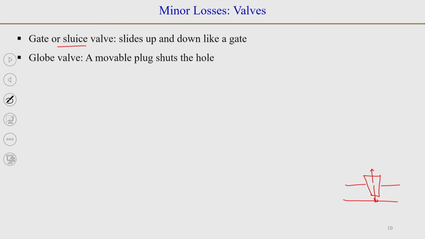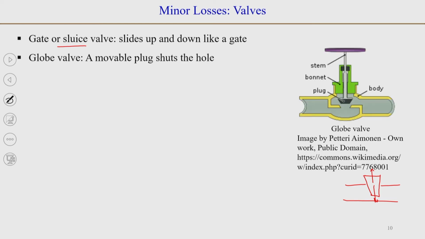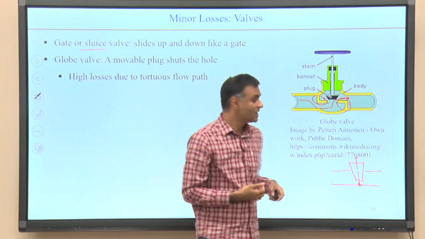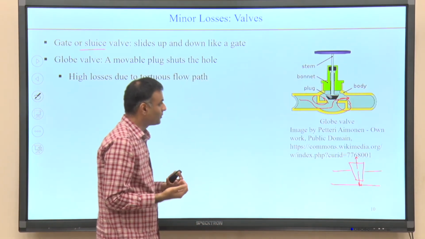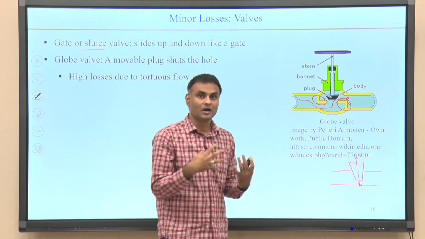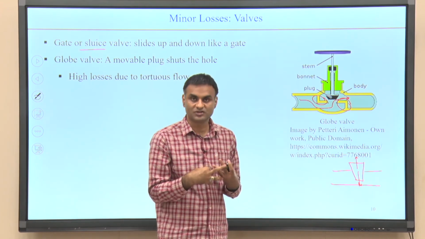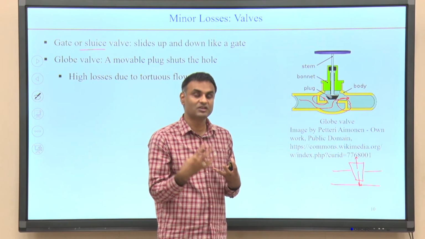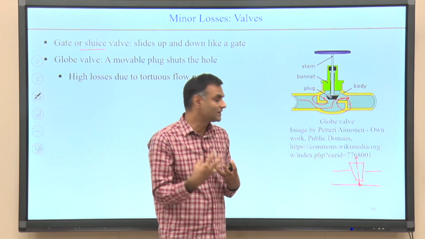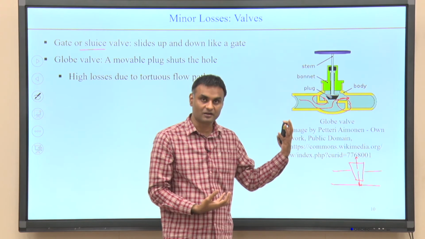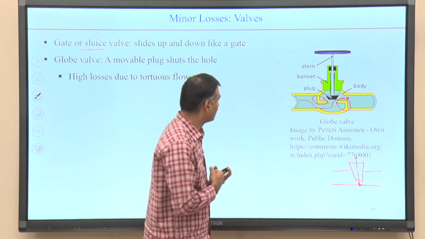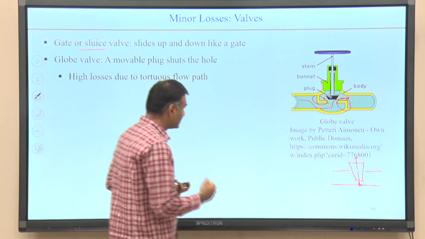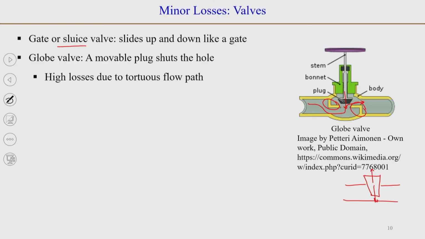Then you have the globe valve, which looks like this. So, you have a restriction in the flow, and even in the fully open condition, the flow needs to follow a tortuous or complicated path. So, there will be complicated flow structures, and the possibility of separation. So, even in the completely open condition, you might see that the losses are high in the globe valve. Okay. And when it is closed, this plug comes down.